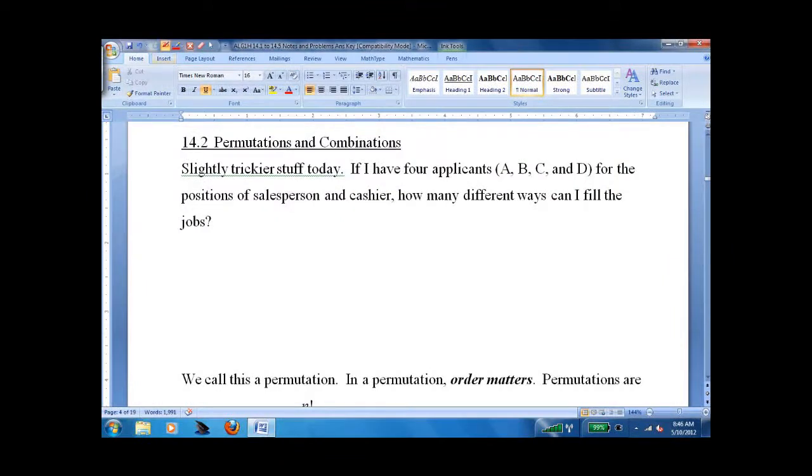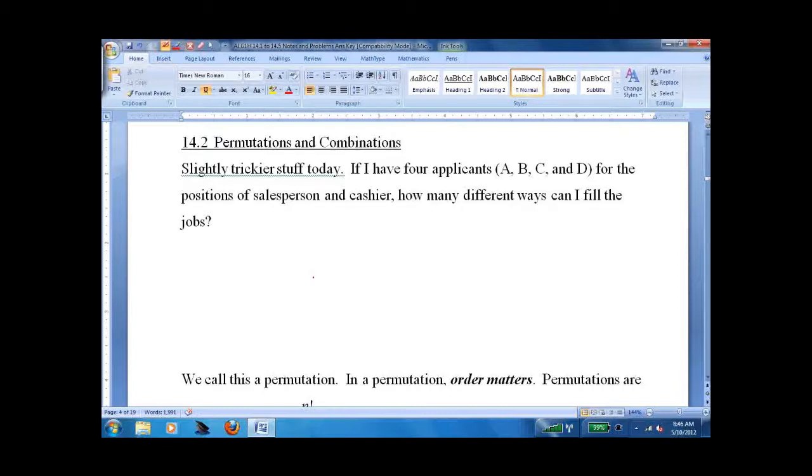Lesson 14.2, Permutations and Combinations. So this is a little bit more challenging, especially compared to 14.1. There's a lot here. Hopefully we can break it down. Unfortunately, it's a little bit experience-based, so you have to play with it and start to get good at it. It doesn't just come to you right away.